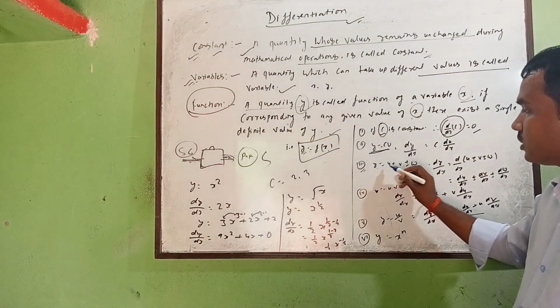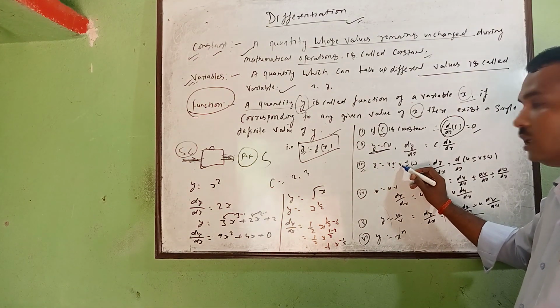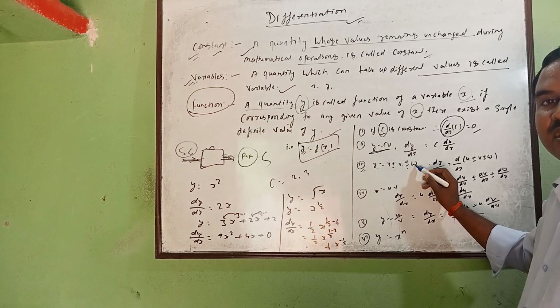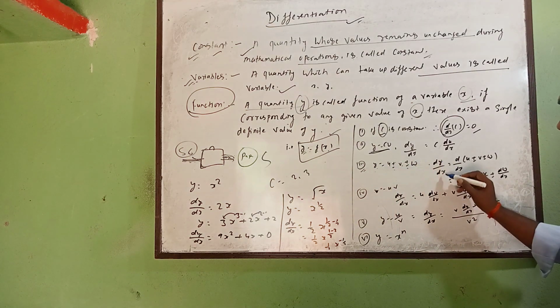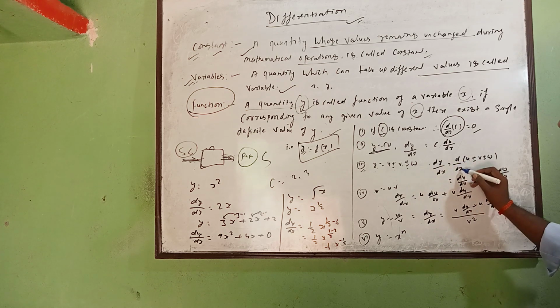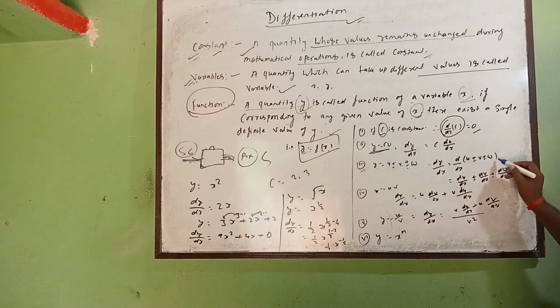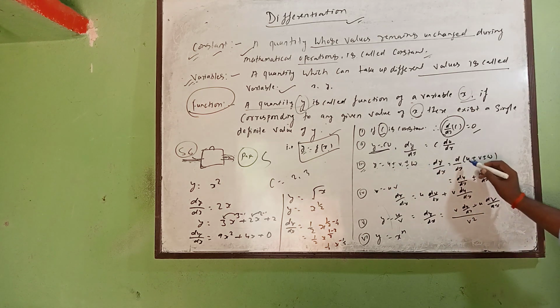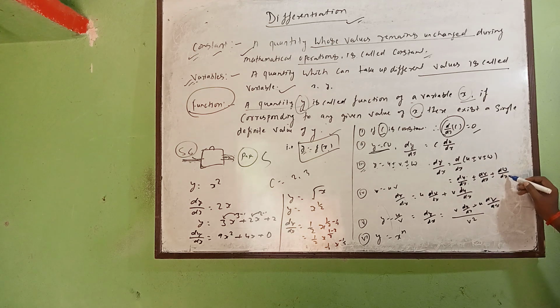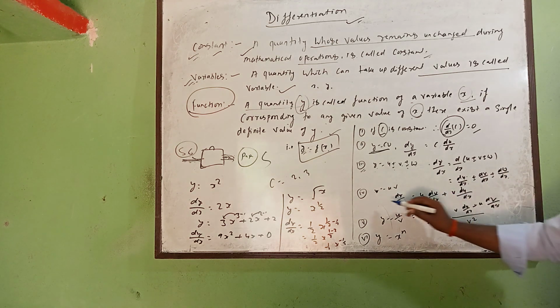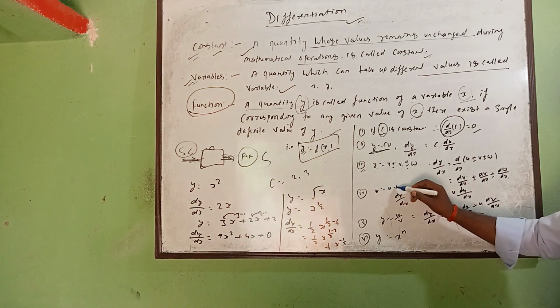See the formula, y is equal to u plus minus v plus minus w. There are 3 variables. Then you will find out dy by dx. You will write d by dx and write all these terms, and differentiate. So here will be du by dx plus minus dv by dx plus minus dw by dx.